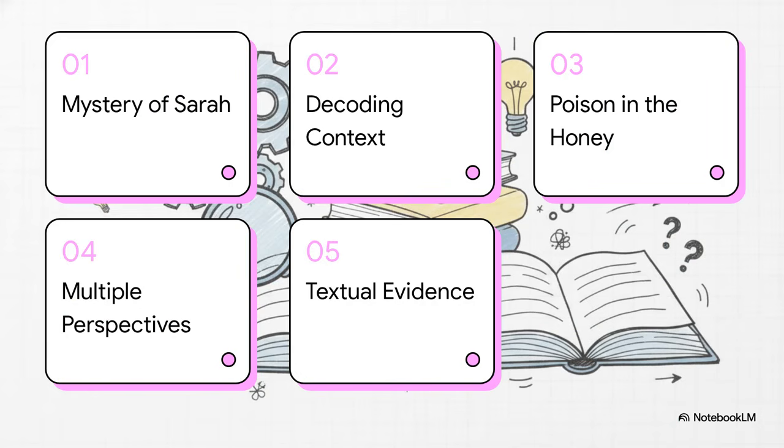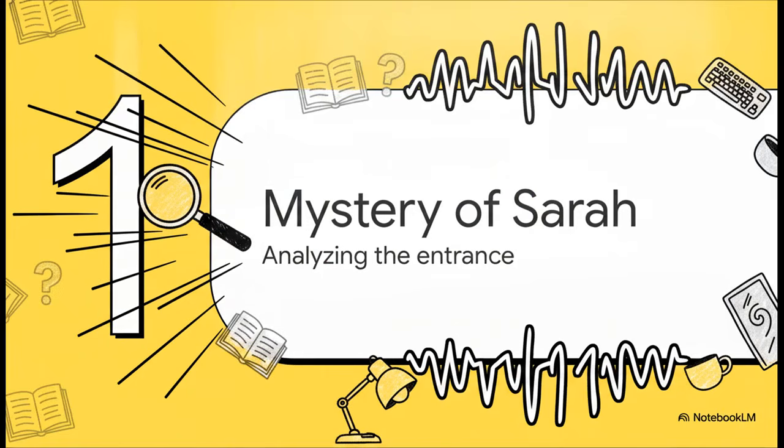Today, we're peeling the onion of textual analysis. We'll be looking at the mystery of Sarah, decoding the hidden context, a concept called poison in the honey, evaluating multiple valid perspectives, and finally, the power of textual evidence. All right, part one, the mystery of Sarah.